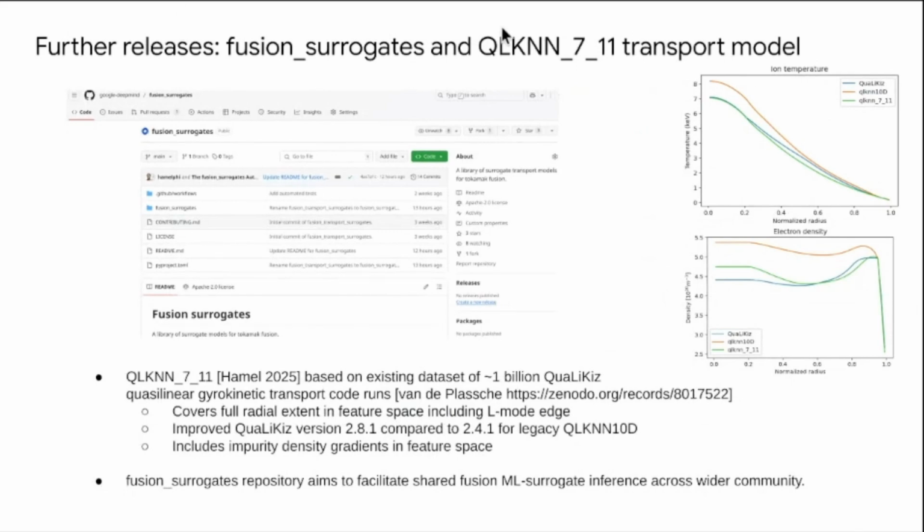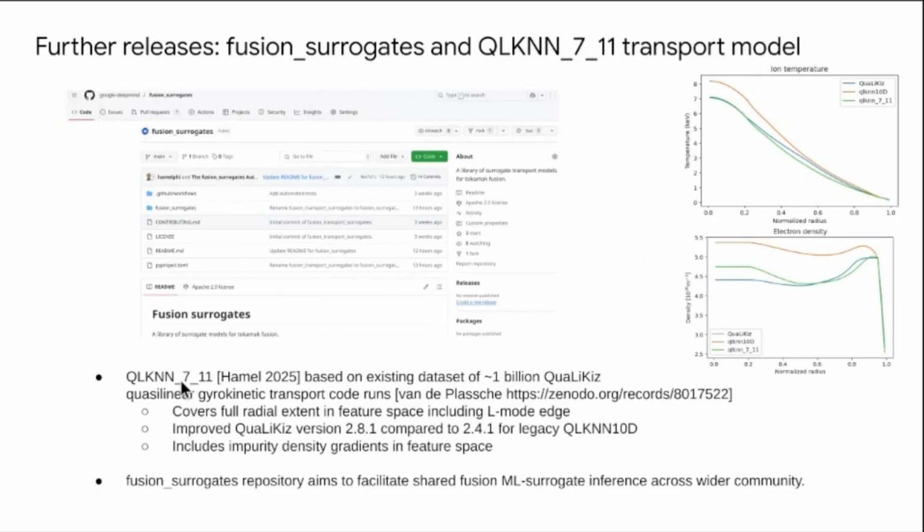We also have a related release, quite new from about 10 days ago. This is the next version of the QuaLiKiz neural network. QuaLiKiz is a reduced turbulent transport model, a quasi-linear gyrokinetic transport code by Clarisse Bourdelle. Many people in the community have used Karel van de Plassche's QuaLiKiz neural network 10D. Karel actually released a dataset of about 1 billion QuaLiKiz input-output pairs on Zenodo, but the fit was never done. So we did the fit and released the model in this new Fusion Surrogates repository.